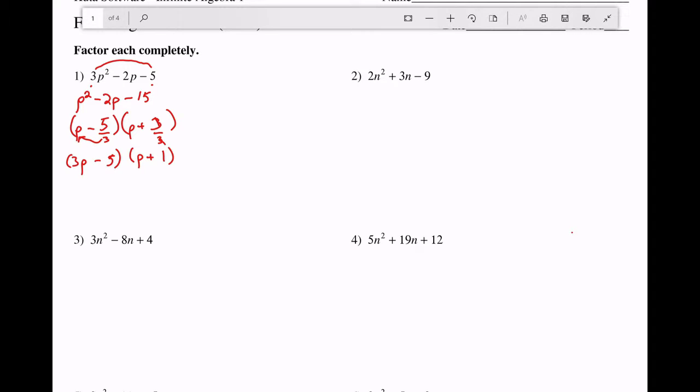And now I can double check myself. So 3p times p is 3p squared. 3p times 1 is plus 3p. Negative 5 times p is negative 5p. Negative 5 times 1 is negative 5. When I combine like terms, I get 3p squared minus 2p minus 5, which was my original problem. So this is my answer. Okay. All right, let's do it with number 2.